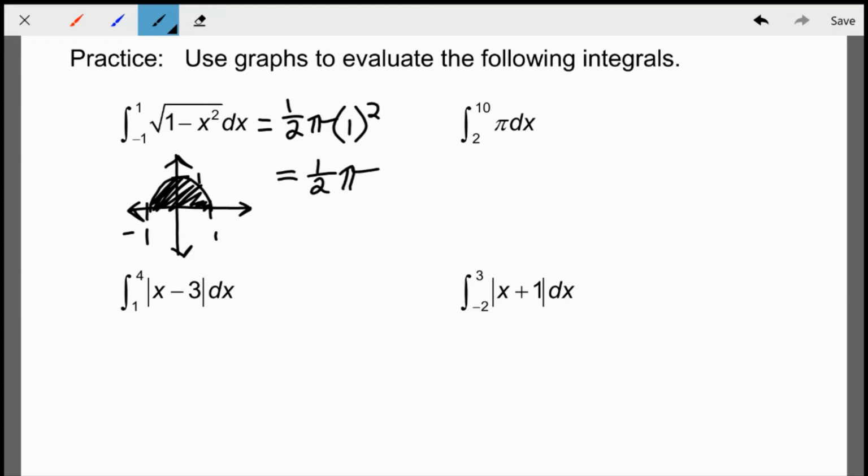Okay, so pretty simple. Now, the next one, we've got the integral from 2 to 10 of pi times dx. Let's just think about this graphically. And this is actually a property that we can use here.